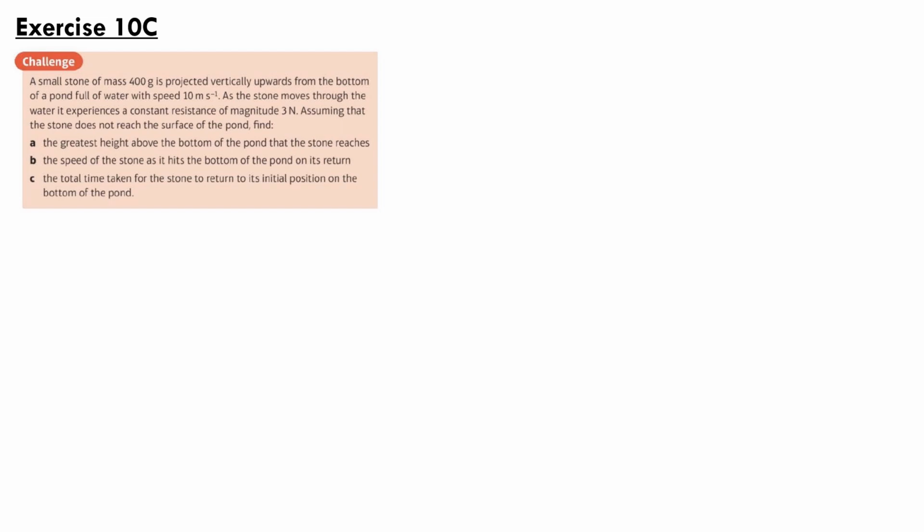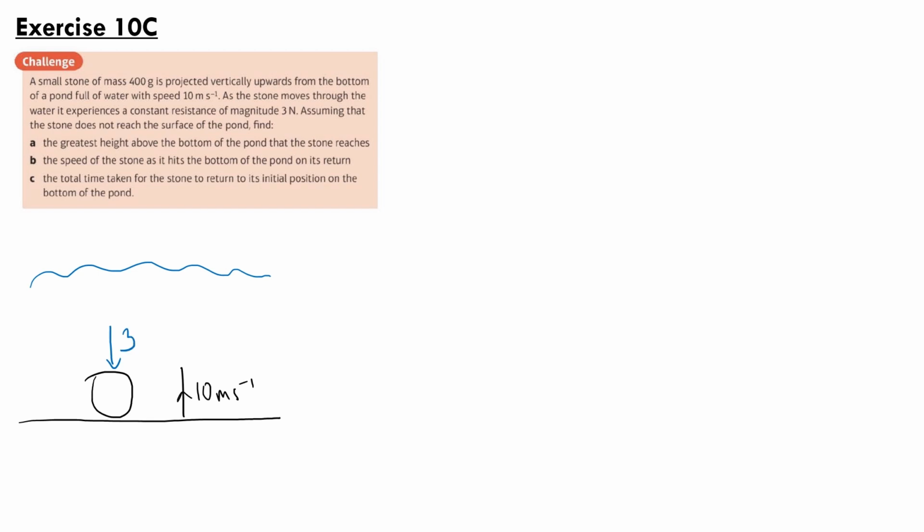So if we draw a diagram of what's going on, we have our stone here, and it's being projected upwards with speed 10 meters per second from the bottom of the pond. And we know that there'll be water, and the resistance that the stone experiences as it is projected upwards has a magnitude 3 newtons, so that will look something like this. And obviously we have the weight of the stone acting downwards, so that is 0.4g. Remembering that we have to find the mass of the stone in kilograms.